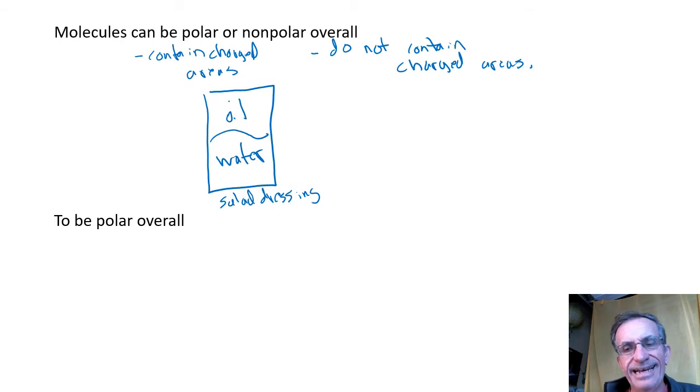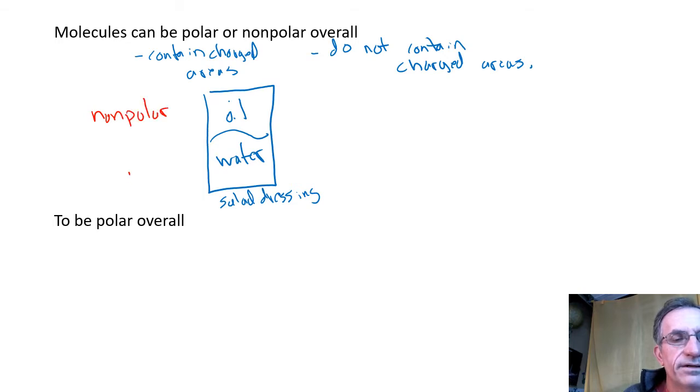Well, it turns out it has to do with this topic. It has to do with polarity. If things are opposite, one's polar and one's nonpolar, they're not going to mix. And that's exactly what is going on in oil and water. Oil is a nonpolar substance. Water is a polar substance. So if you are opposites, polar and nonpolar, you do not mix.